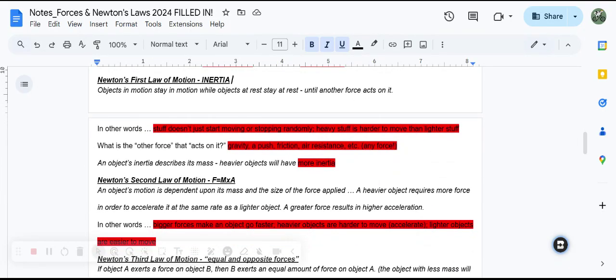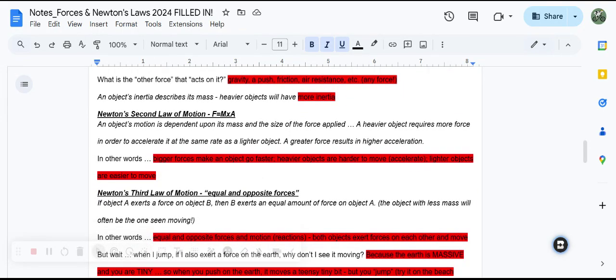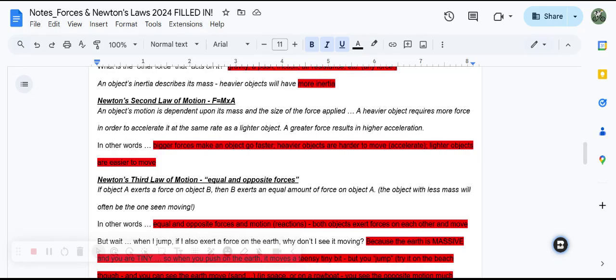Newton's first law is inertia. Heavy stuff is harder to move, right? Lighter stuff is easier to move. And stuff doesn't just randomly start moving or stop moving. Newton's second law is how we can actually calculate the amount of force that would be required to move an object at a certain rate of acceleration. Once again, saying that if we want something to move faster, we need to push harder. And the heavier that object gets, we're going to need a bigger force.